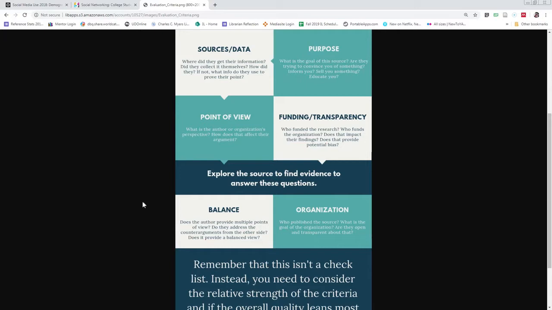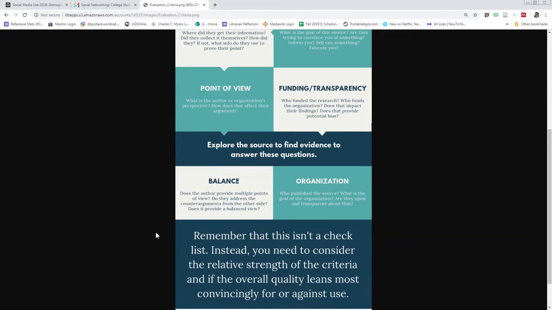Next thing is funding or transparency. Do they tell you who funded the research or who's funding this website or organization? And does that impact their findings? Does that make a difference? And then the last two down here are balance. So does the author provide multiple points of view? Do they actually talk about the counter arguments?